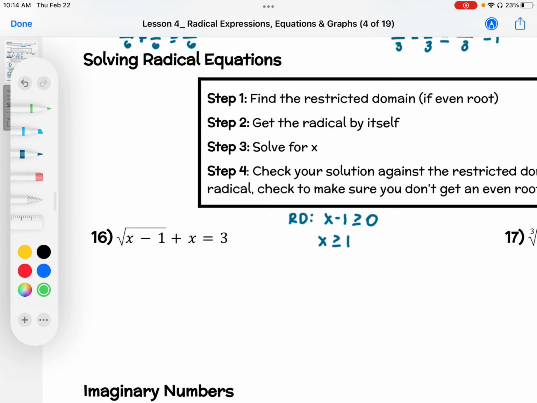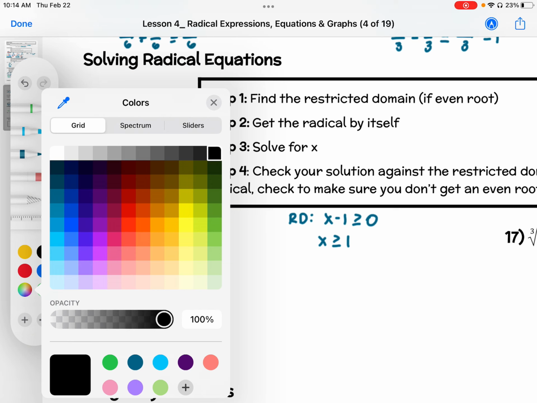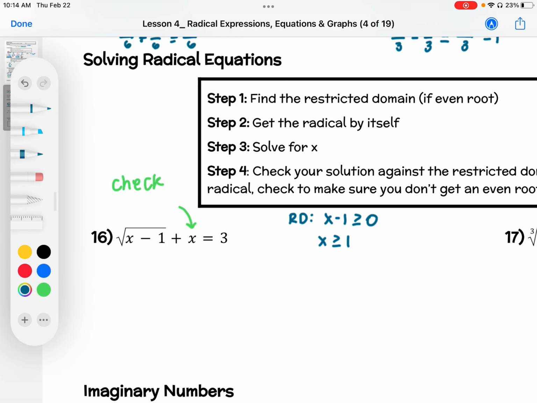I also want you to notice that there's an x on the outside of the equation, which means we need to check our solution. So we have a little more work whenever that happens, because we might get a solution that works in our restricted domain, but isn't going to work when we plug it in. And that's because if we get a negative on the outside, then it's going to throw everything off. So what we're going to do is subtract x from both sides first to get our square root by itself.